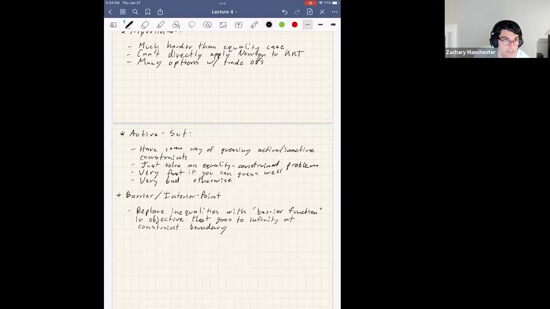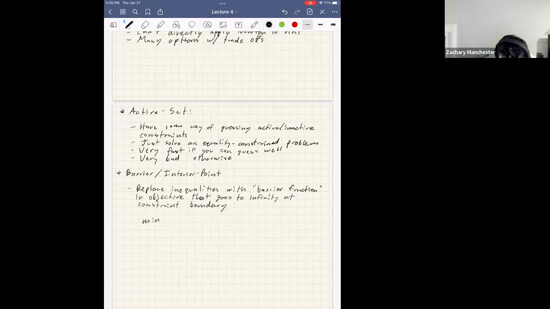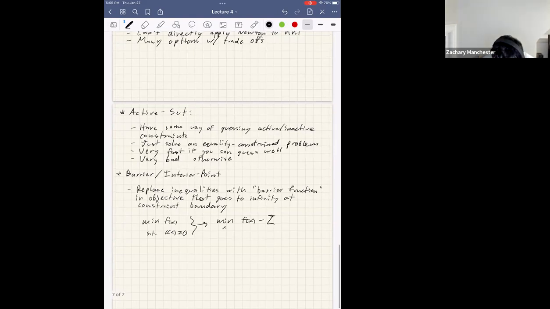Okay, so this looks like if I have my min over x of f(x) subject to c(x) greater than or equal to 0, I'm going to replace it with min over x of f(x) minus a term, and the standard barrier function is called the log barrier. I'll draw a picture of it. So i equals 1 to m for m constraints. Let's write this down and then we'll talk about it. Okay, so that's what that looks like.